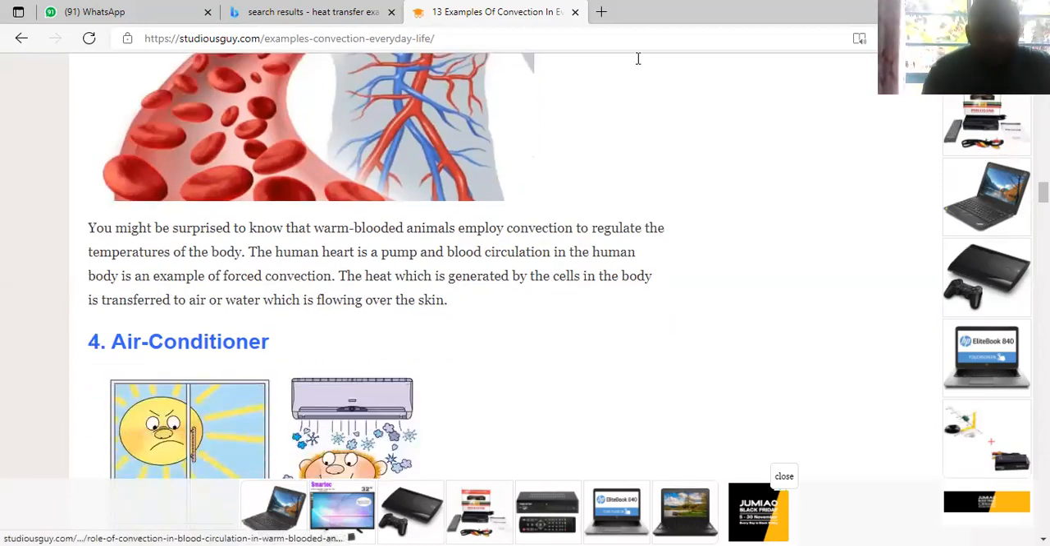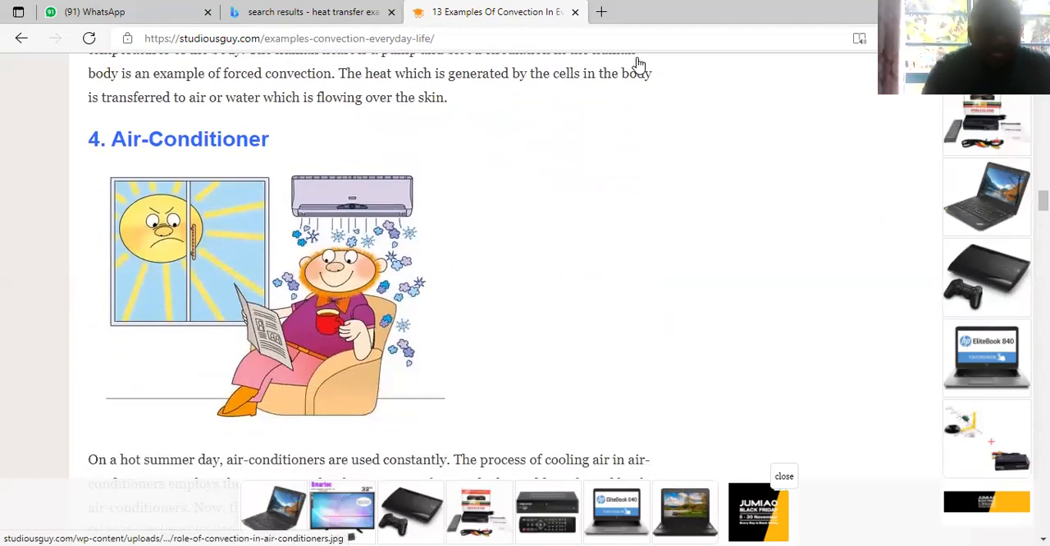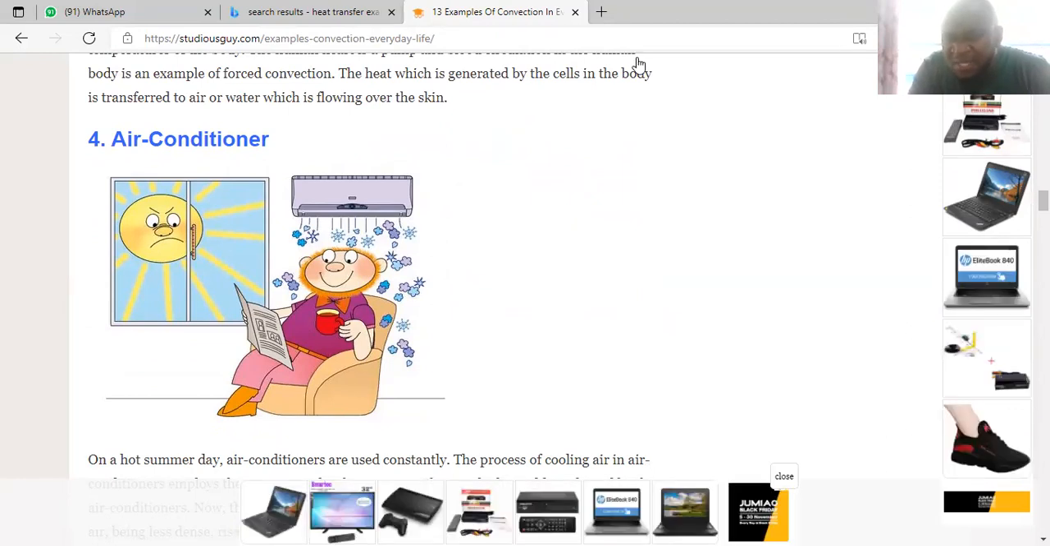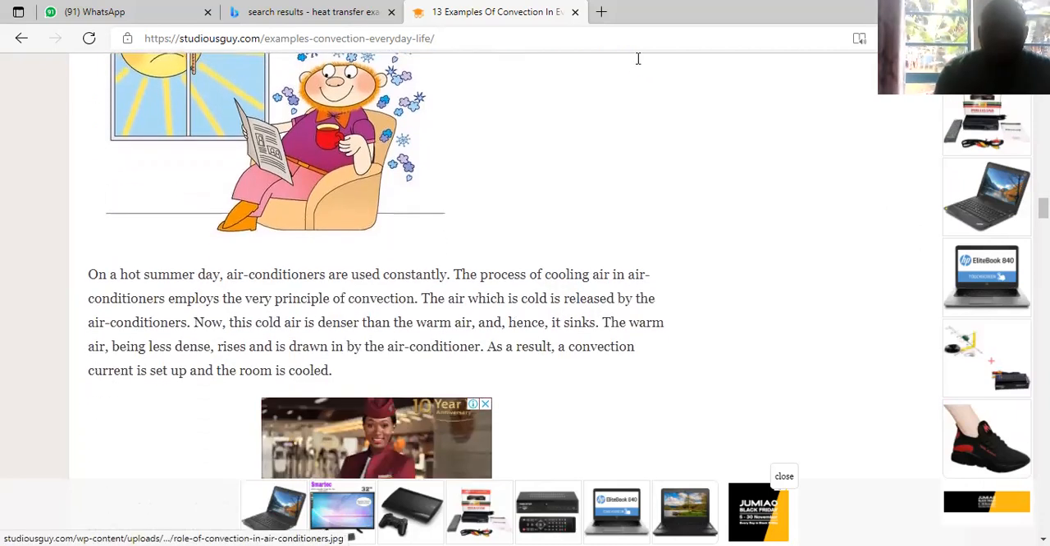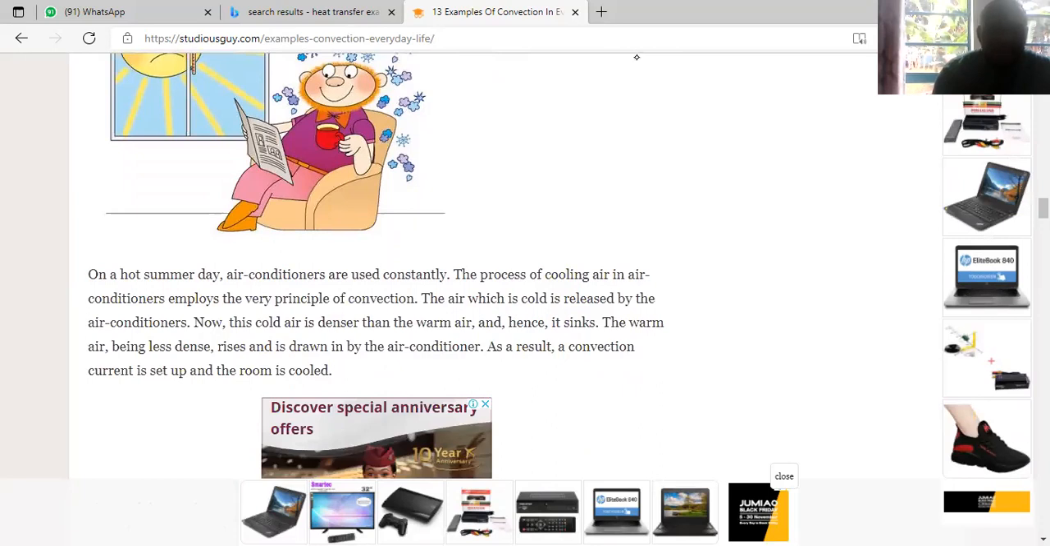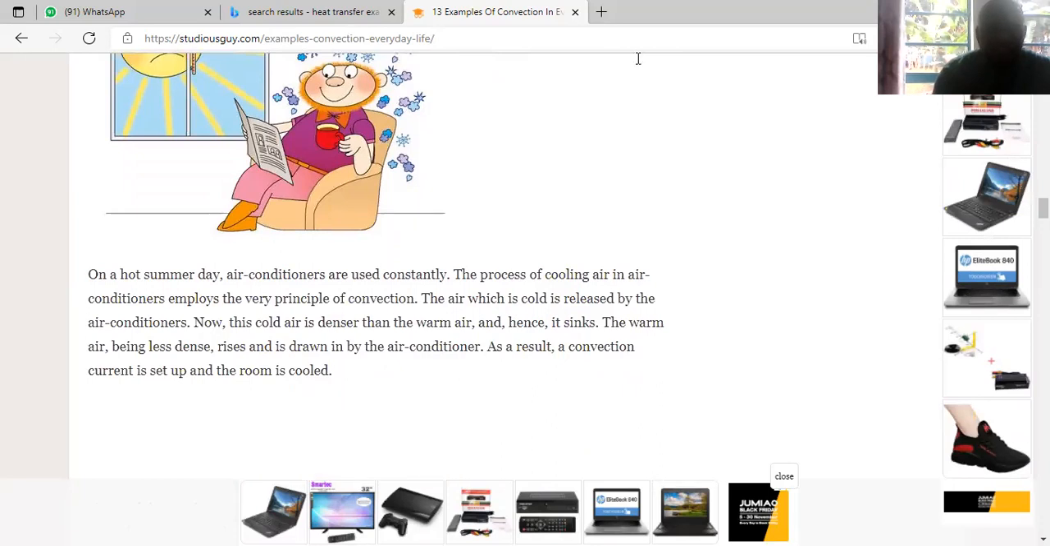Also, this other example is very good to look at: the air conditioner. When you visit banks, hospitals, or serious offices, you find there an AC, which they call an air conditioner. On a hot summer day, air conditioners are usually constantly running. The process of cooling air in air conditioners employs the very principle of convection.